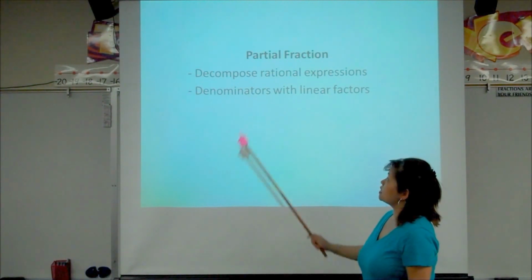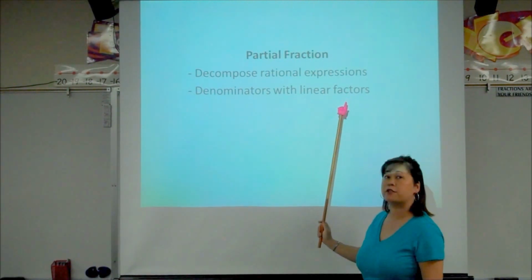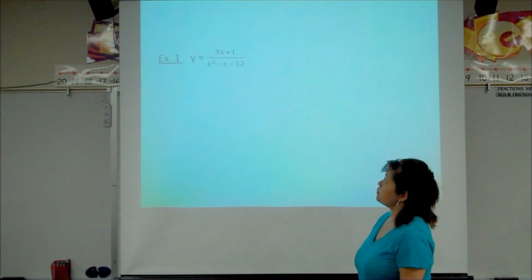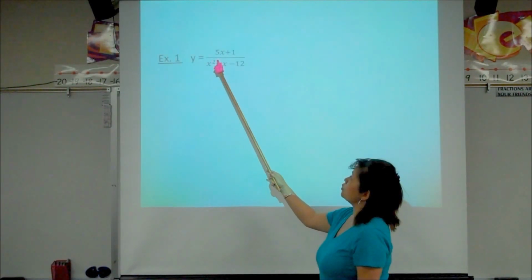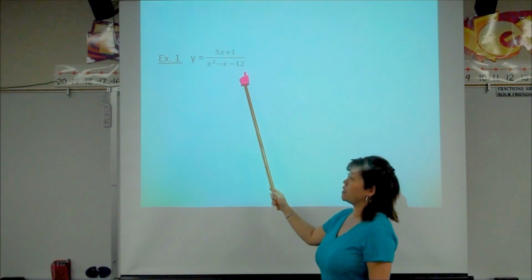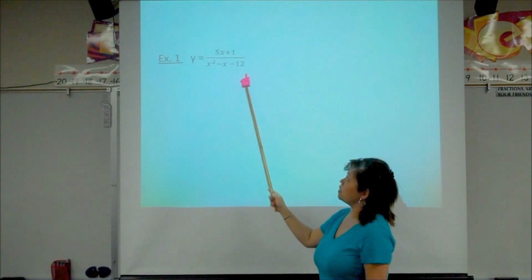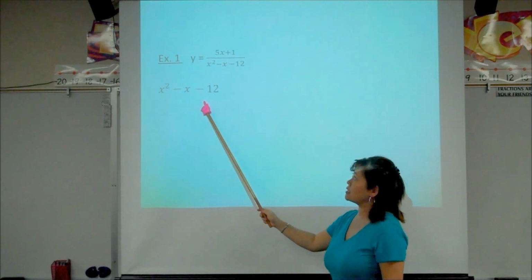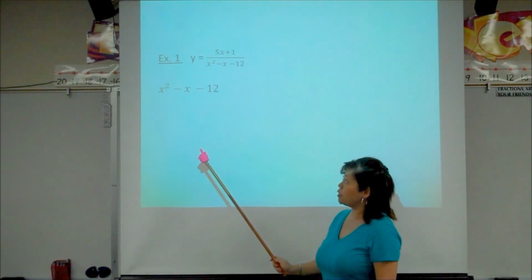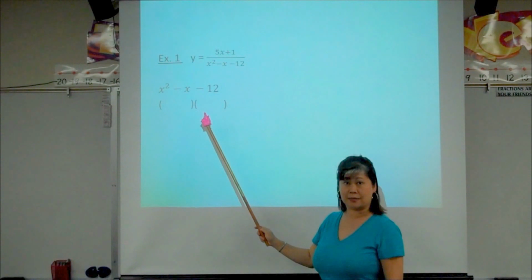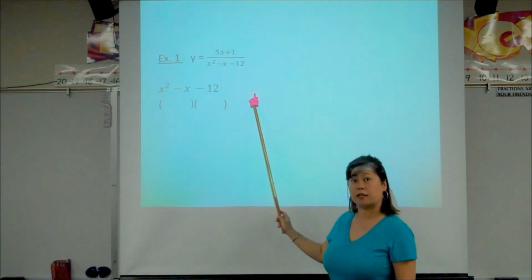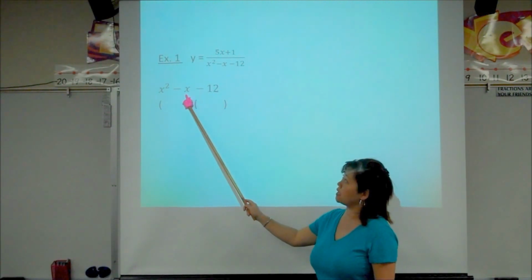Another thing we're going to do is take the denominators and make them into linear factors. So with the denominator, we're going to do some factoring. For example, example 1 is y equals (5x + 1) divided by (x² - x - 12). So we're going to take this denominator, x² - x - 12, and do some factoring. With this, we're going to do a binomial factoring, which is our two parentheses. So we're going to find the multiples of 12, and then either add or subtract the multiple numbers to come up with negative 1.